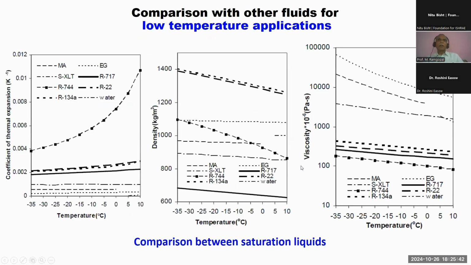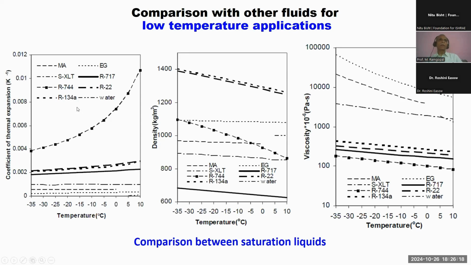This is apparent if you just look at the properties. I'll quickly go through it. What I'm showing is a comparison between different properties which are of importance in natural circulation loops. These are the properties of the saturated liquid. On the x-axis I have temperature, and in the first figure, what is shown on the y-axis is the coefficient of thermal expansion. This property is very important for natural circulation loops because it is an indication of the buoyancy that we can generate for a given temperature difference. So several liquids are compared here at different temperatures.